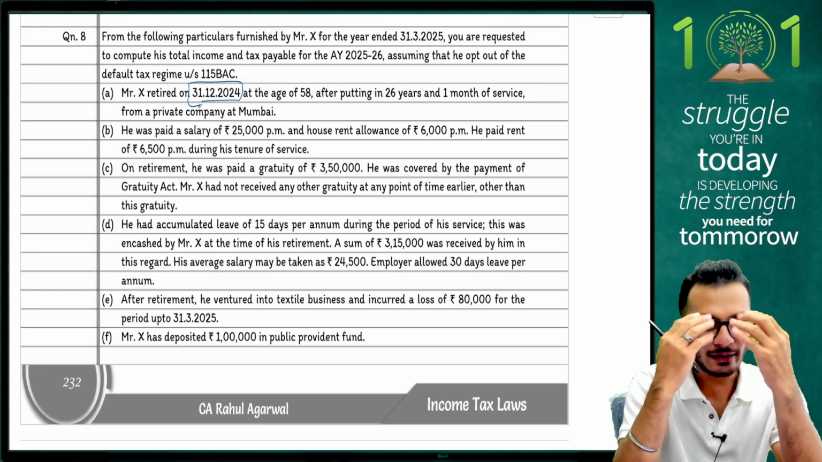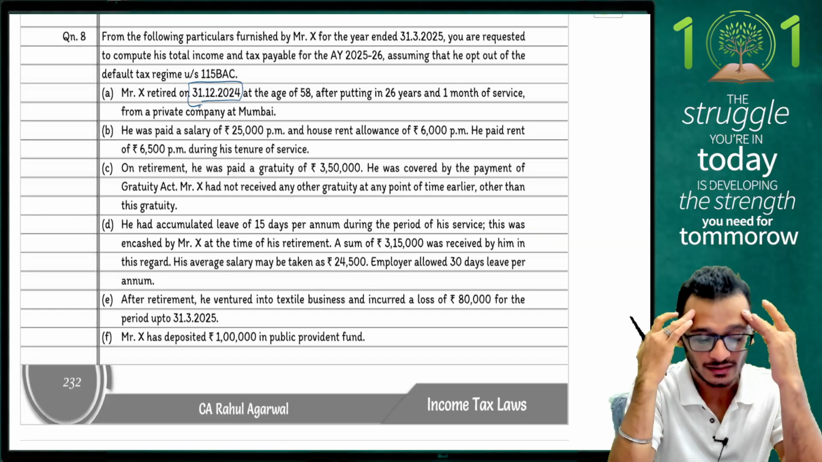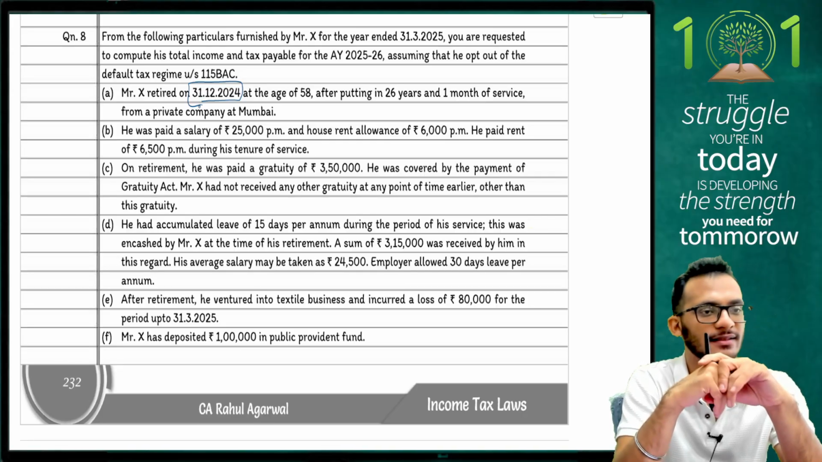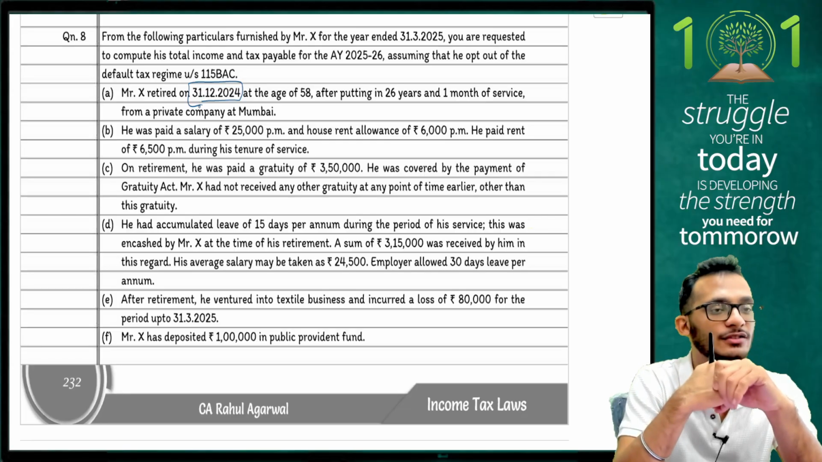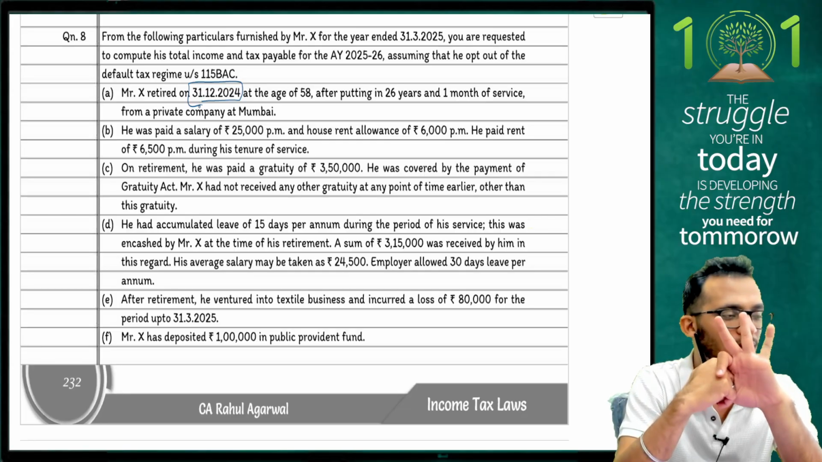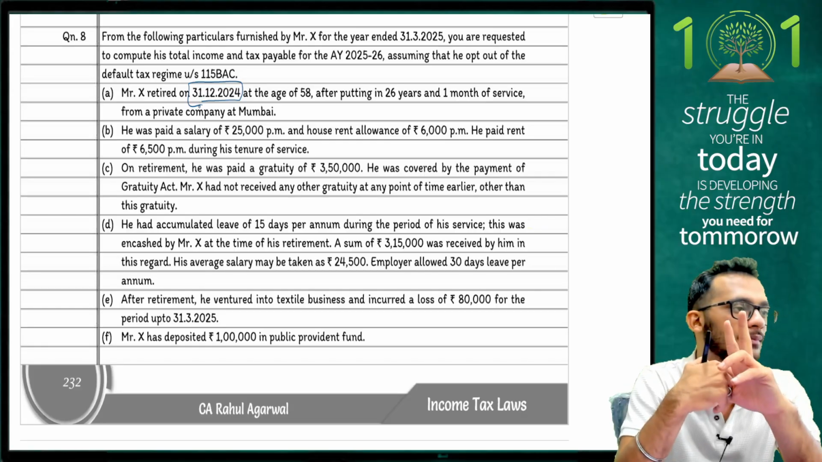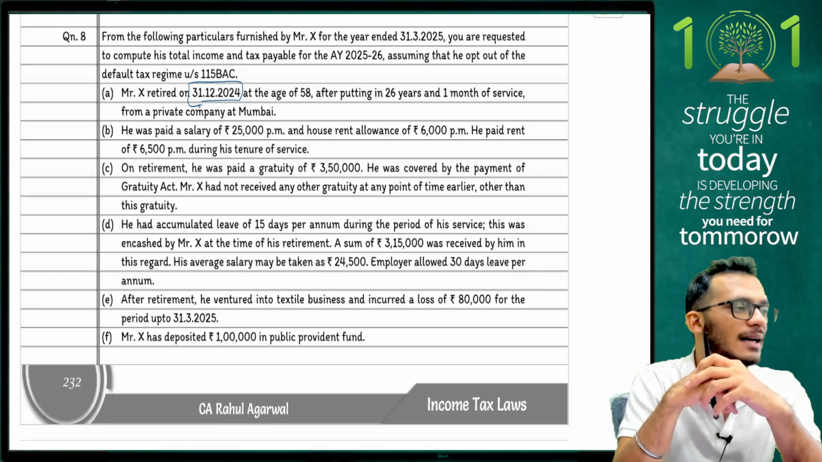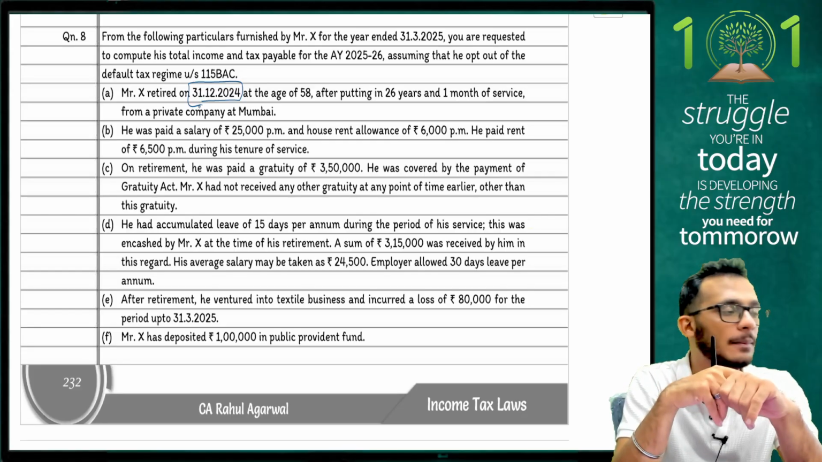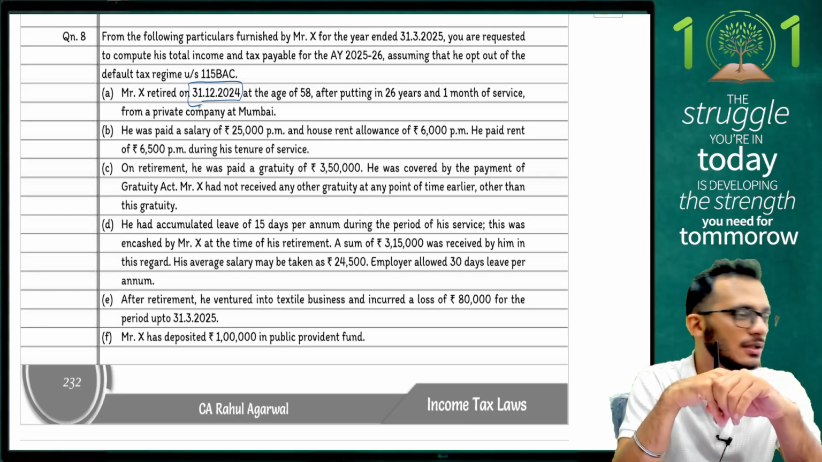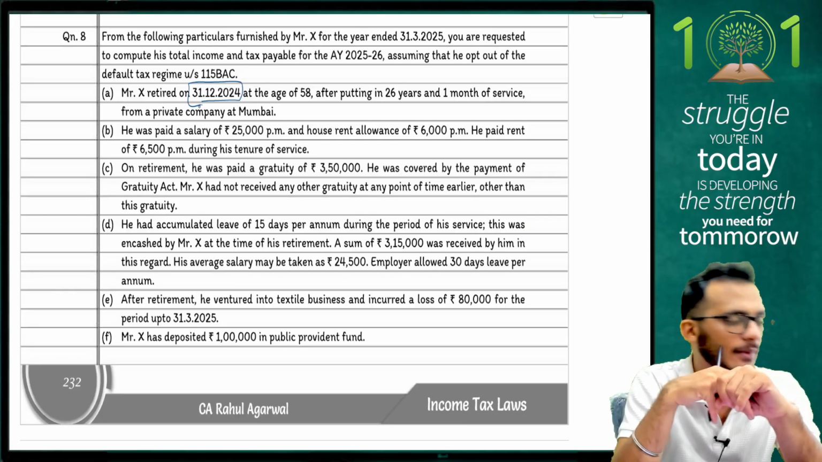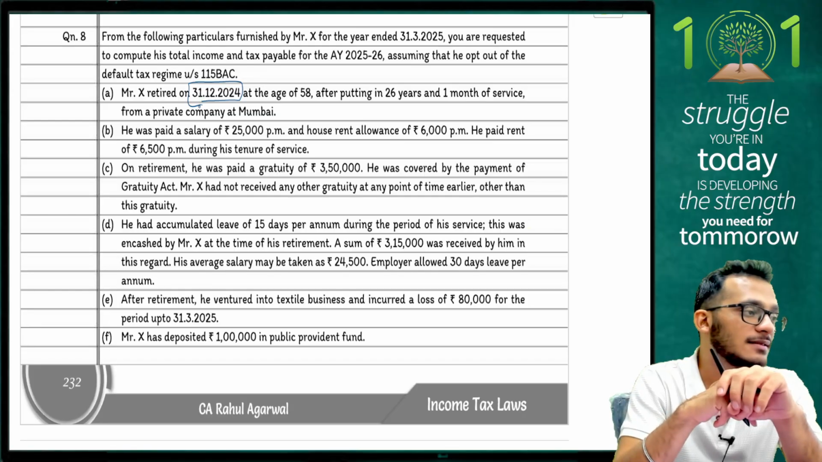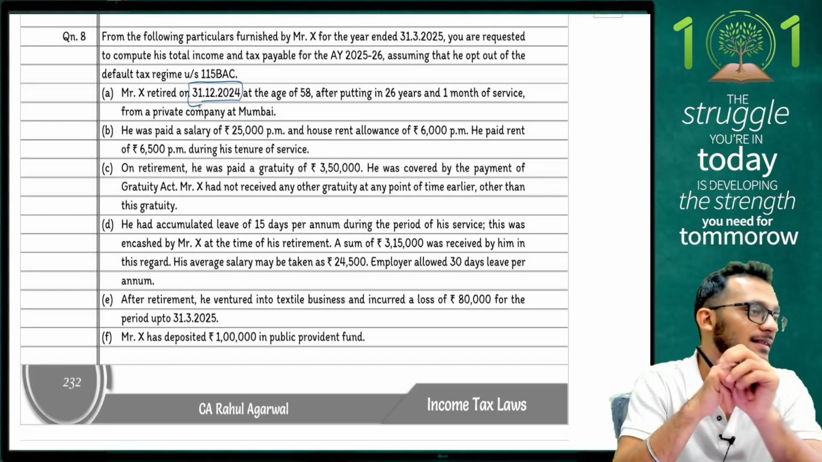Point number 3. On retirement, the person was paid a gratuity of 3,50,000. The person is covered by the Gratuity Act. Mr. X has not received any other gratuity at any point of time in his life other than this gratuity. This is gratuity covered by POGA. Least of 3: actual gratuity; 15 by 26 into last drawn salary into number of completed years with rounding off condition; or 20 lakhs per lifetime, whichever is lower, where salary means basic plus all DA. This is POGA, therefore it is basic plus all DA.